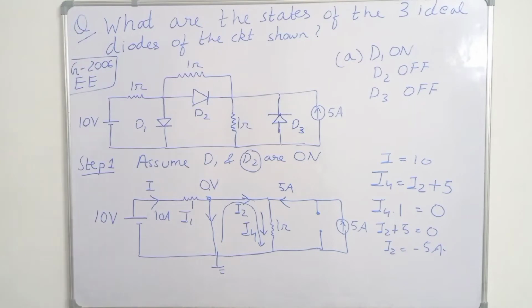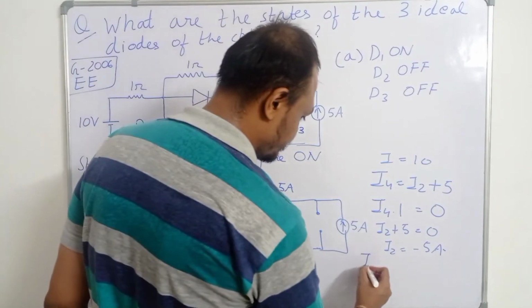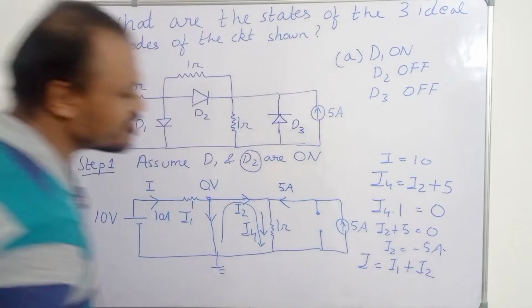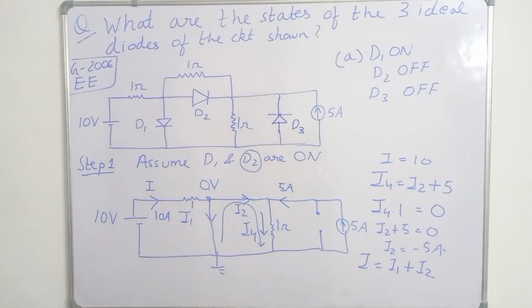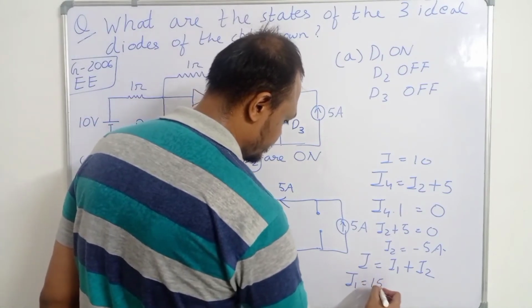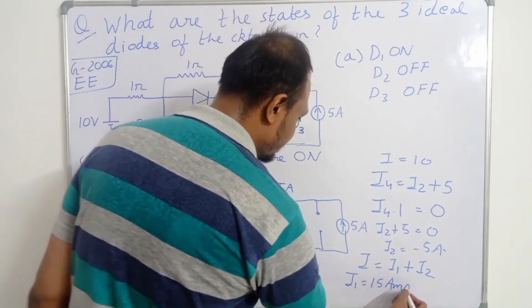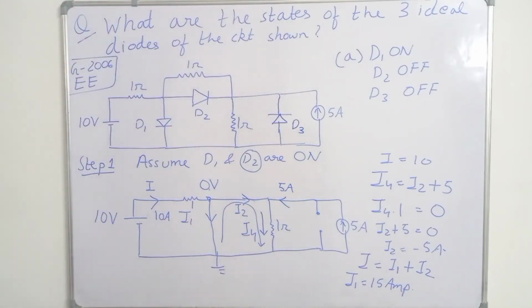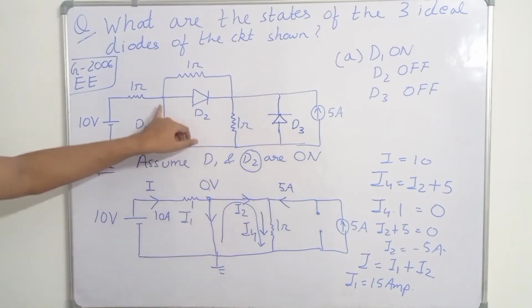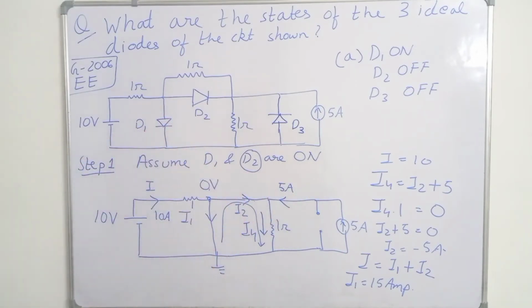Now this I1: I is equal to I1 plus I2. So I1 will be equal to I plus I2, so I1 will be equal to 15 ampere. So this assumption is right. I1 has come out to be positive. So we assumed that diode D1 was on, and the current of diode D1 has come out to be positive. So this assumption is correct.